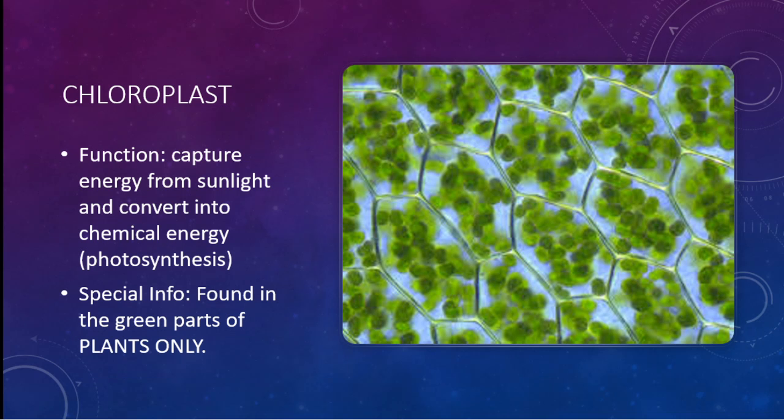The chloroplast. Its function is to capture energy from sunlight and convert it into chemical energy, which is called photosynthesis, which we'll talk about in later units. And the special information is it's found in the green parts of plants only. Notice it says plants only. These are not in plants and animals. Chloroplasts are only found in plants. You do not perform photosynthesis. Only plants do.